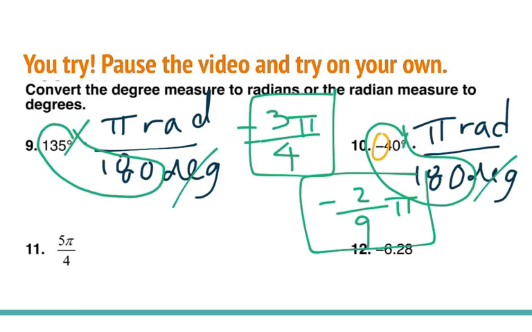Okay, number 11. I'm in radians. If it helps you to write in RAD, then do that. So I'm going to multiply that by 180 degrees over pi radians.